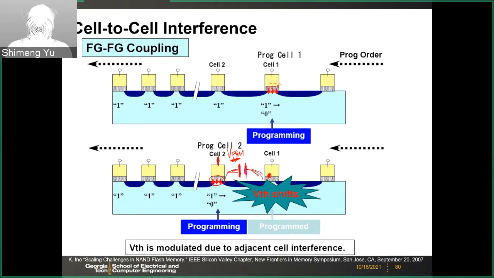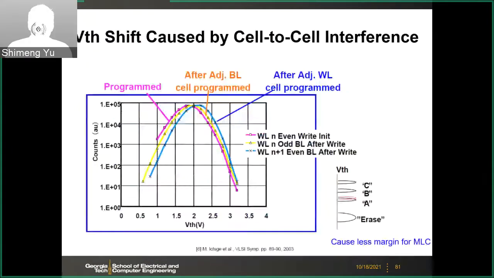However, when you program word-line 2, you will further have some voltage drop on word-line 1. That means you are going to have more electrons injected into word-line 1, so the VTH of word-line 1 may further increase. This will be a problem, especially when you consider the multi-level cell.